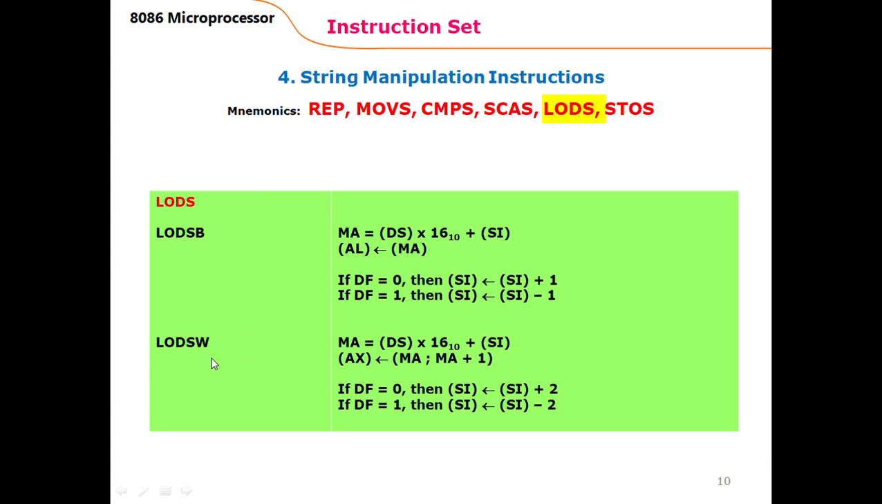In case of load string word, this instruction is operating on 16 bits of data, so the physical address is calculated the same way, and the 2 bytes at this physical address, that means the byte at this physical address plus the byte at the next higher memory location, are moved to the AX register. According to the direction flag, the source index register is incremented by 2 or decremented by 2.